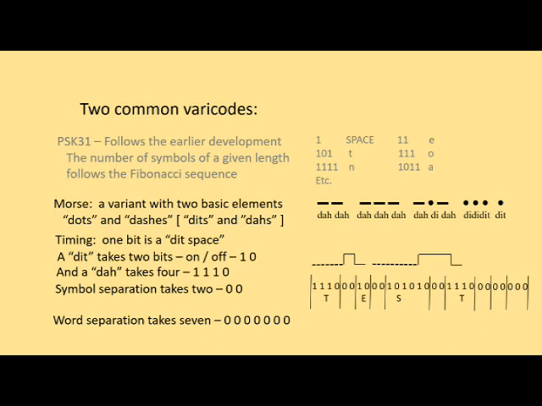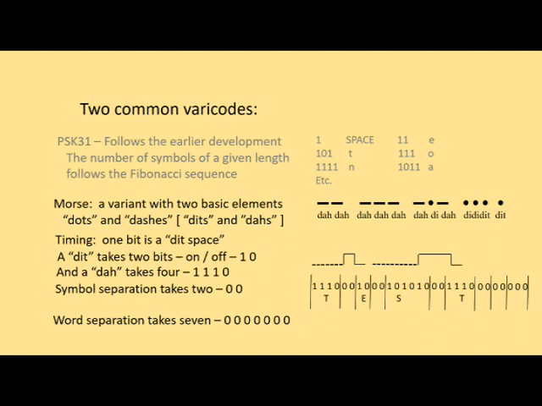You must go on and then off to send a dot or a dit in Morse code, which is a 1-0. A dah takes 4 bits, 4 dit spaces, 3 on, 1 off. Symbol separation between symbols takes 2 additional dit spaces, both 0. And word separation takes 7 total bits. And in fact, the word separation is 2 of the 2 dit space zeros and 1 of 3 dit space.